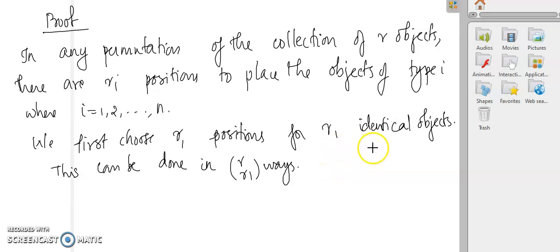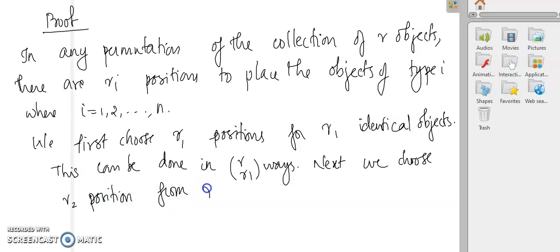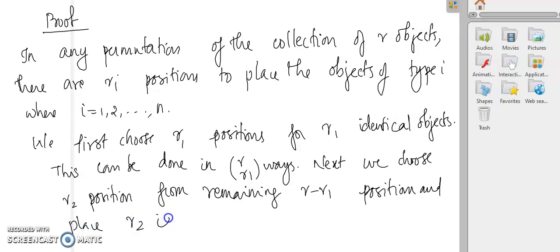Now the remaining will be R minus R1 positions. Next, we need to arrange the R2 identical objects in the remaining R minus R1 positions. So next we choose R2 positions from the remaining R minus R1 positions and place R2 identical objects.